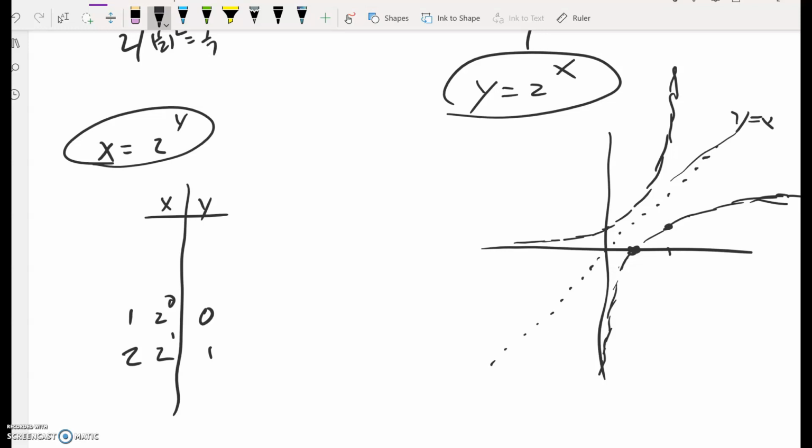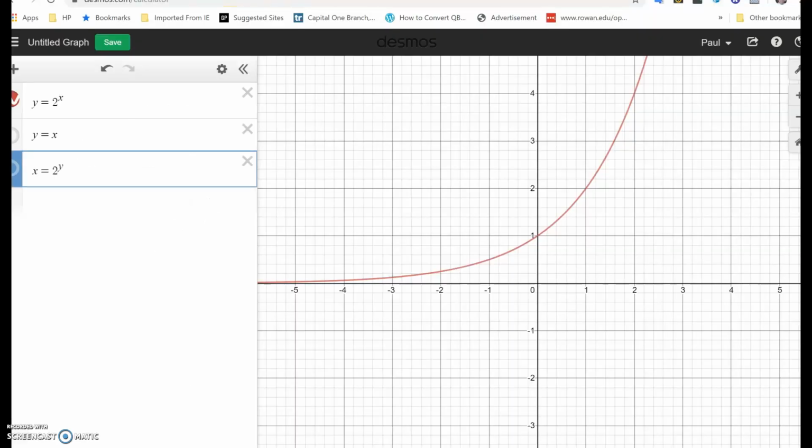If you keep doing this, and I'm not going to do it for you, but if you keep doing it, you'll get these. So let's go to Desmos and try that out. So we have our y equals 2 to the x exponential function. That's kind of the first one I showed you. That's the one you sort of imprinted on, most likely. And then we have our line y equals x, that kind of 45-degree line that goes through 0, 0.